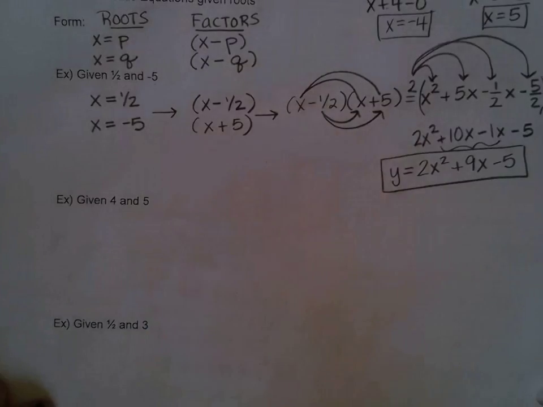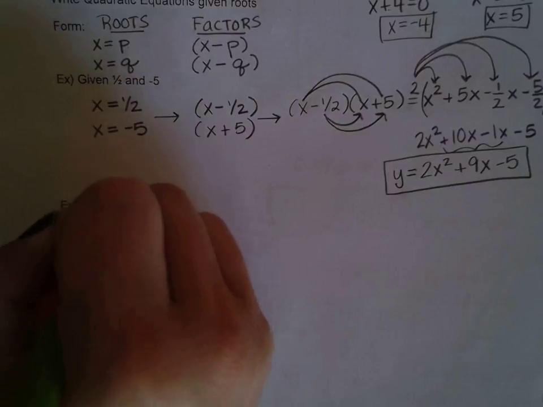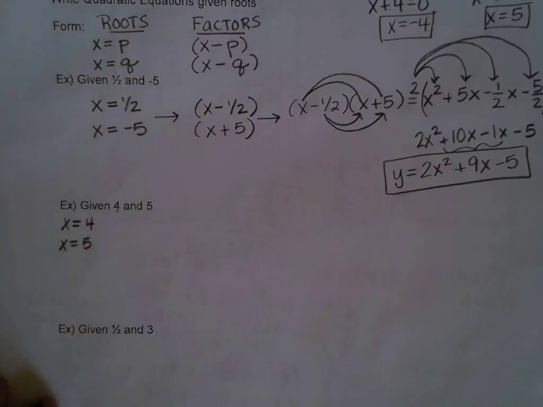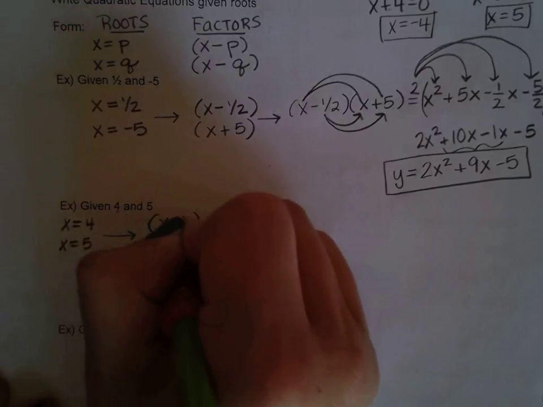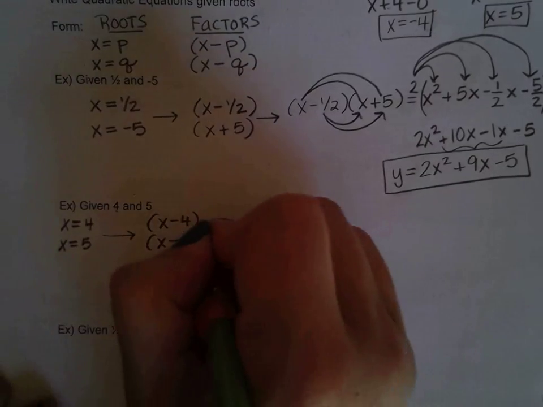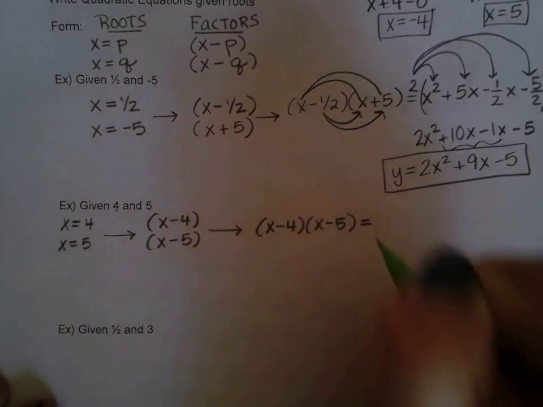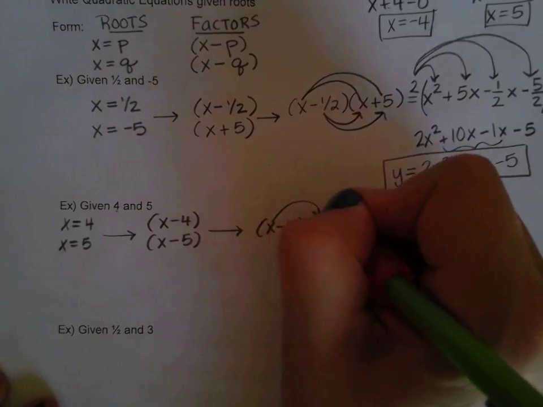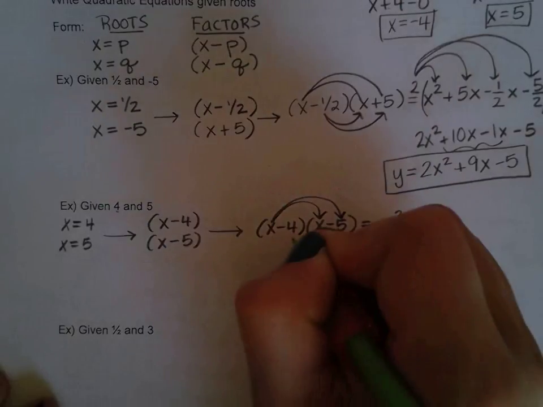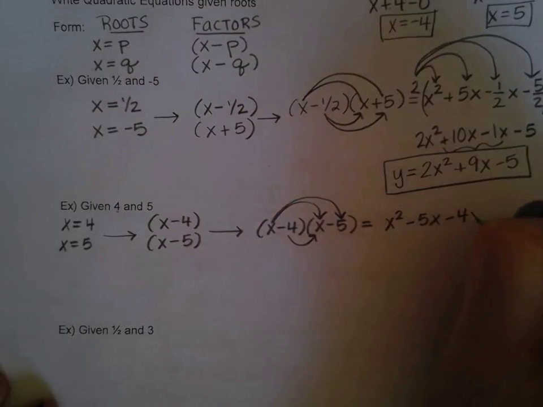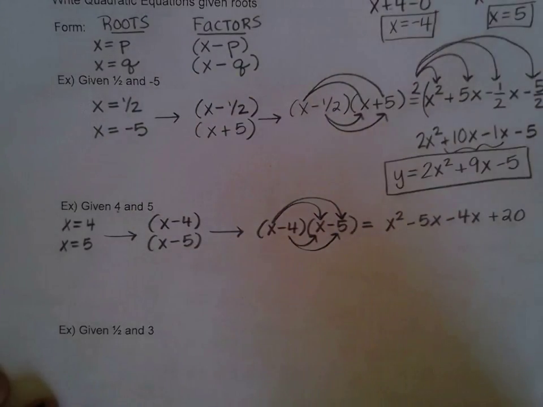Always ask me questions if you're stuck, but try the examples first. So, given 4 and 5, so x equals 4 and x equals 5. So that means that the factors will be x minus 4 and x minus 5. So now we're going to go from there, x minus 4 times x minus 5. So we're going to FOIL it. X times x is x squared. X times -5 is negative 5x. Negative 4 times x is negative 4x. And negative 4 times negative 5 is 20.